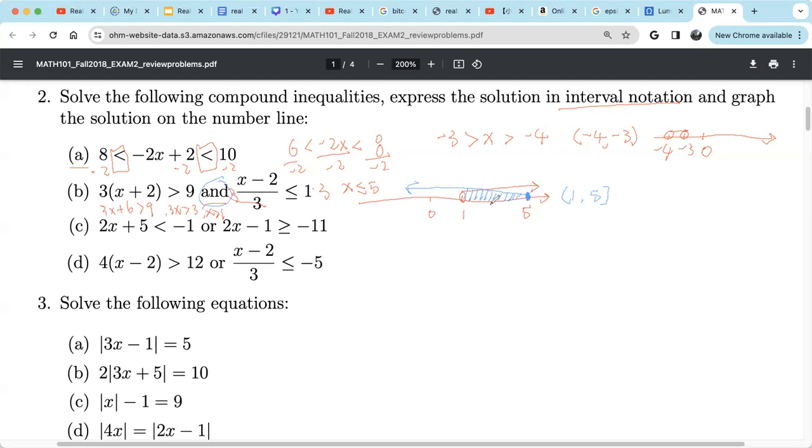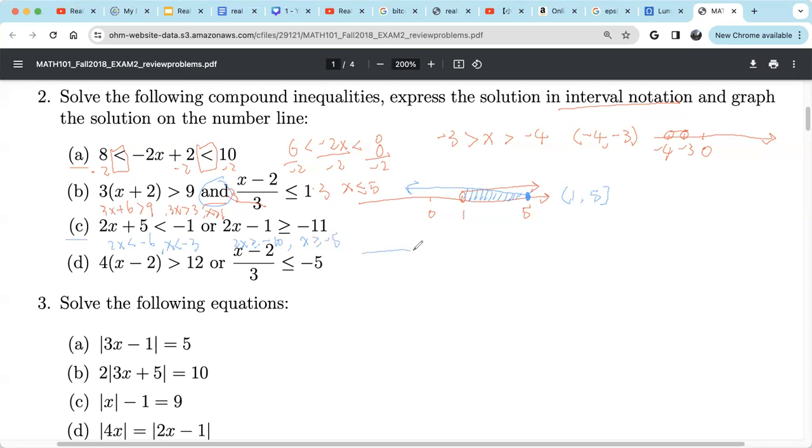Now let's see C. C, solve the first one. We have 2x less than, move 5 to the other side, becomes -5, -1 minus 5, that's -6. Divided by 2, that's x less than -3. Solve this one, we have 2x greater than or equal to -11 plus 1, -10. Divided by 2, x greater than or equal to -5.